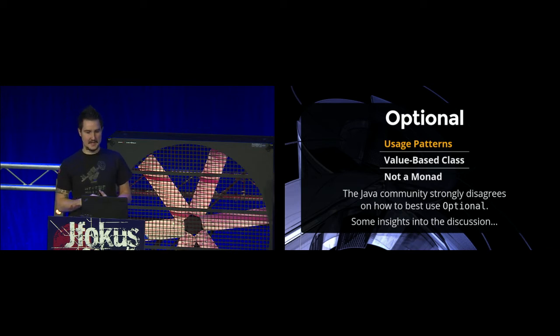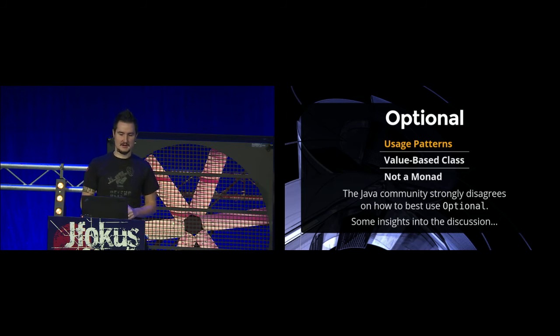But I want to make sure that I present something else later as well. So of these three topics, I want to tackle only one now, and I want to make you choose. What do you want to hear about? Usage patterns of Optional. Then Optional is a value-based class, whatever that means, I can tell you about that. Or Optional is not a monad, whatever that means, but I promise there will be no math. I can explain it without math.